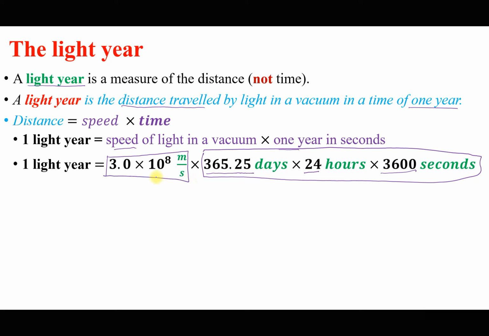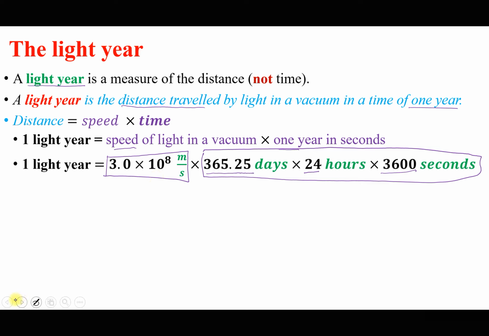And when I press my calculator, 3 times 10 to the power of 8 multiplied by 365.25, or just 365, times 24 hours times 3,600, to change it to seconds.